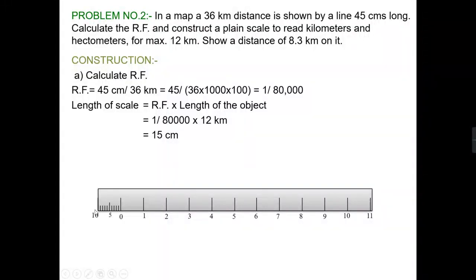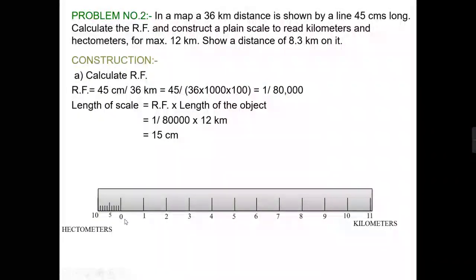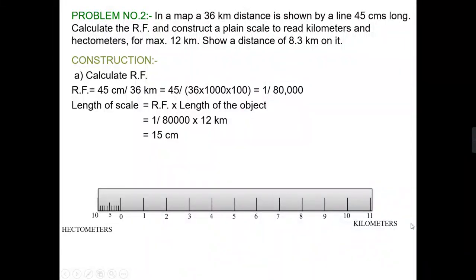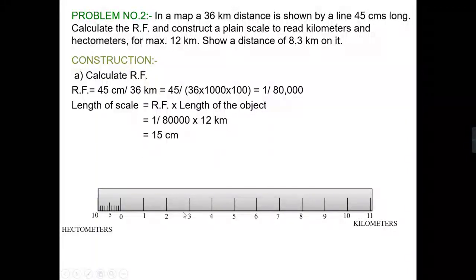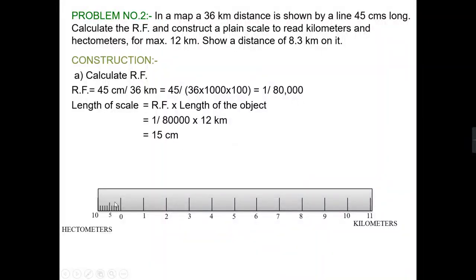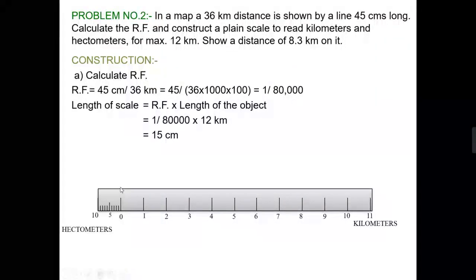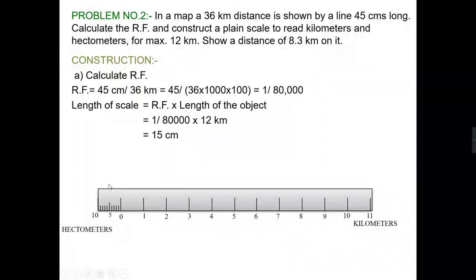Then we have to represent the 8.3 kilometer on it. So before that I will write the unit. Okay, it is in kilometers and it is showing the hectometers. So 8 kilometer I can measure from here 0 to 8. So it is your 8 kilometer, and 0.3 means you can measure from the left side of the 0.